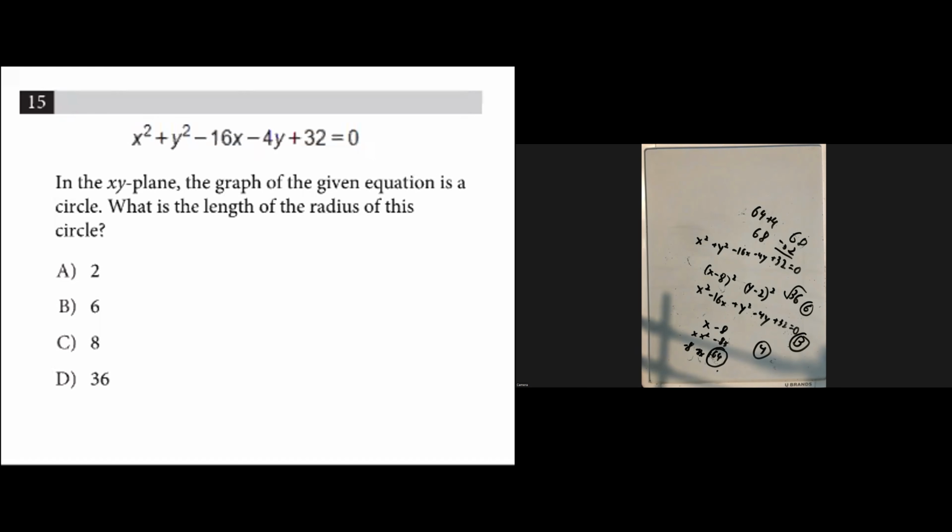Someone said they can't see anything. Let me just redo this problem a little bit bigger so you all can see it.